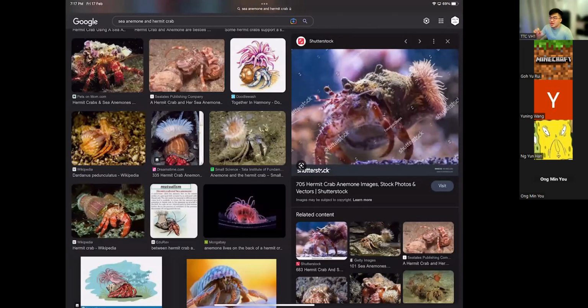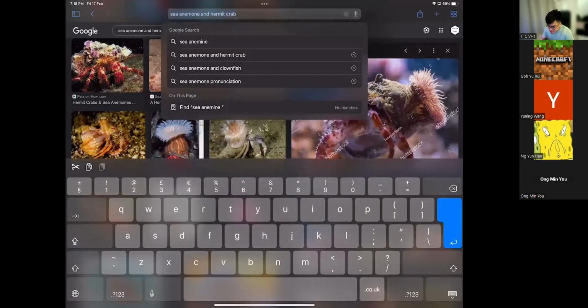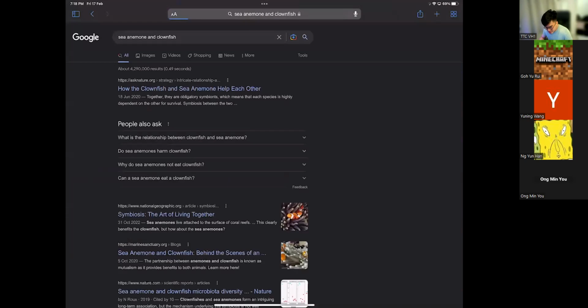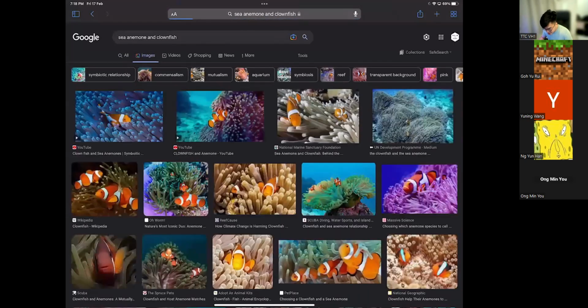How do they help each other? The hermit crab will carry this thing around, so it's like a free transport, and the sea anemone protects the hermit crab from harm. Okay, right, and same thing goes for the sea anemone and the clownfish. They just kind of help each other also, right? You see, this is so cute.